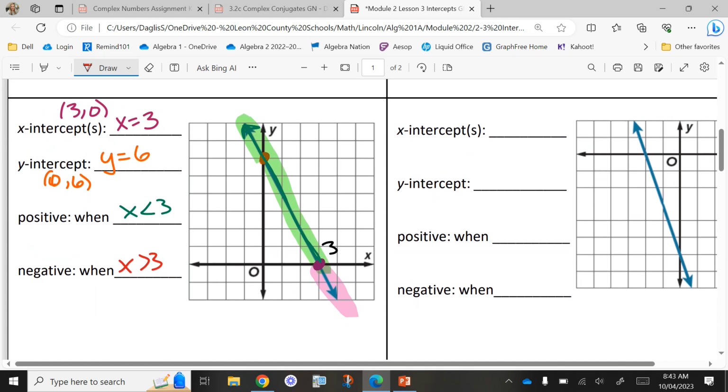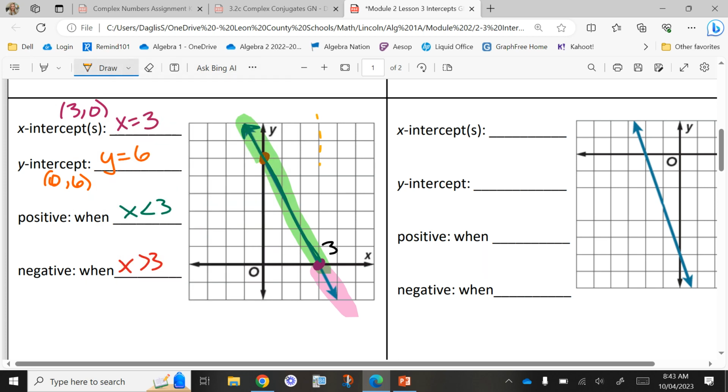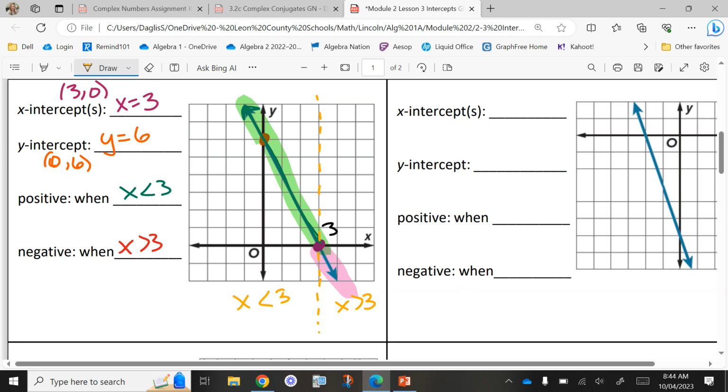Again, we're kind of cutting it in half. I'll give you a visual. This is the left side. This is the right side. So on the left side, my y values are positive, and on the right side, my y values are negative. Does that make sense? Is that okay?